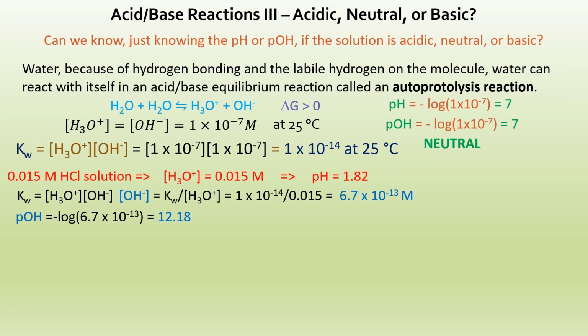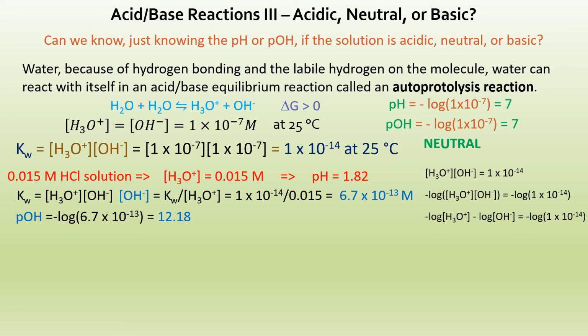This brings us to another useful equation that can be particularly handy in acid-base chemistry. The sum of pOH plus pH will always equal 14 for water at 25 degrees C. The mathematical derivation of this relationship is shown on the slide. We see that it holds true for our example. The pH is 1.82 and the pOH is 12.18, and sure enough, the sum is 14.